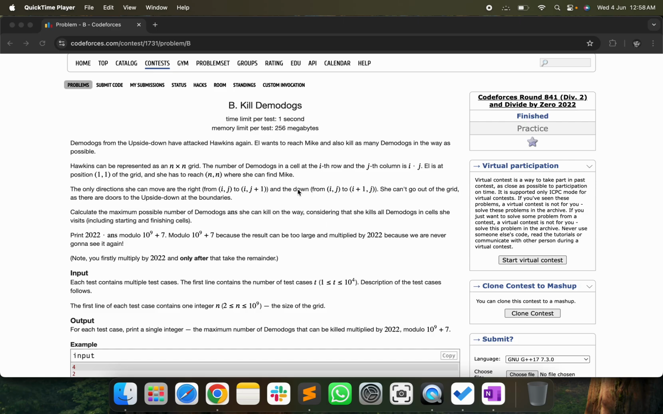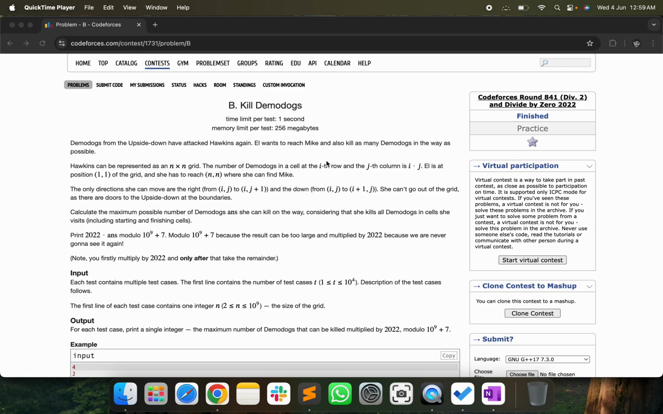Today we will be solving the question Kill Demodogs. Okay, let's just start by reading the question. Demodogs from the Upside Down have attacked Hawkins again. L wants to reach Mike and also kill as many Demodogs in the way as possible.